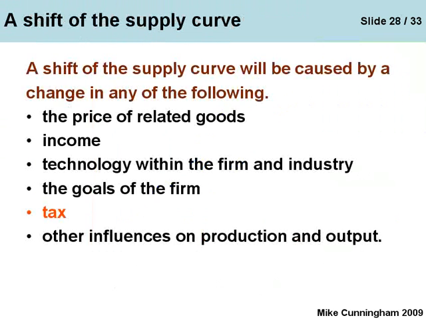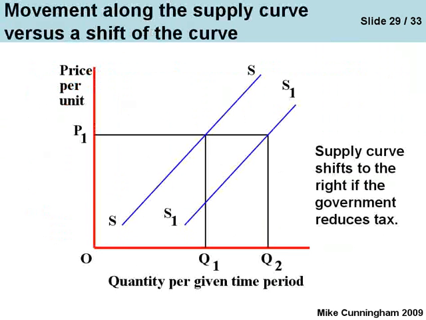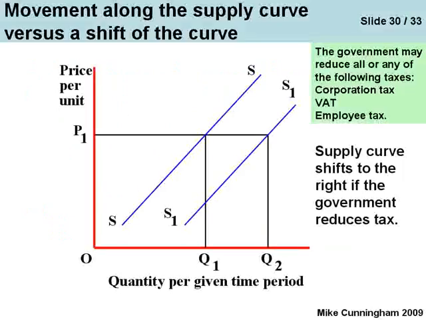Next one could be taxation. Supply curve could shift to the right if the government reduces taxes. Here I'm looking at things like corporation tax. If the government reduces corporation tax, clearly the firm has more resources and could step up production at the going price. Or the government may reduce VAT, or the administration charges within the company that has to deal with VAT or deal with bookkeeping and accountancy or whatever. If the government reduces costs, the supply curve will shift to the right, to S1.